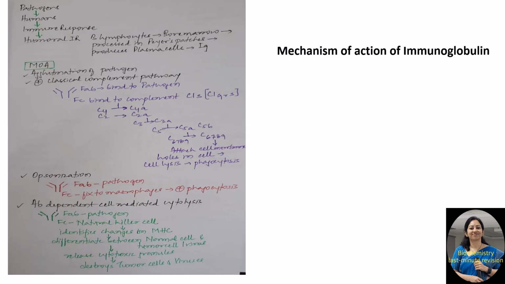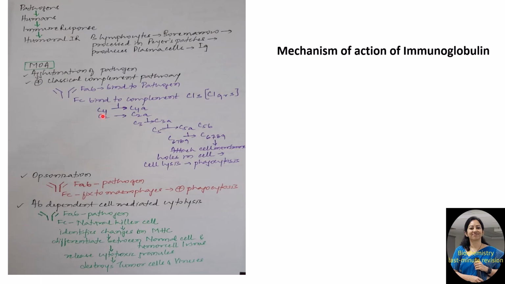Coming to the mechanism of action of immunoglobulin, there are four different mechanisms. The first is simple agglutination or neutralization of the pathogen. The second is by stimulating the classical complement pathway, wherein the FAB portion binds to the pathogen and the FC portion binds to the classical complement pathway. This causes activation of the pathway, converting the inactive complement components to the active complement components.